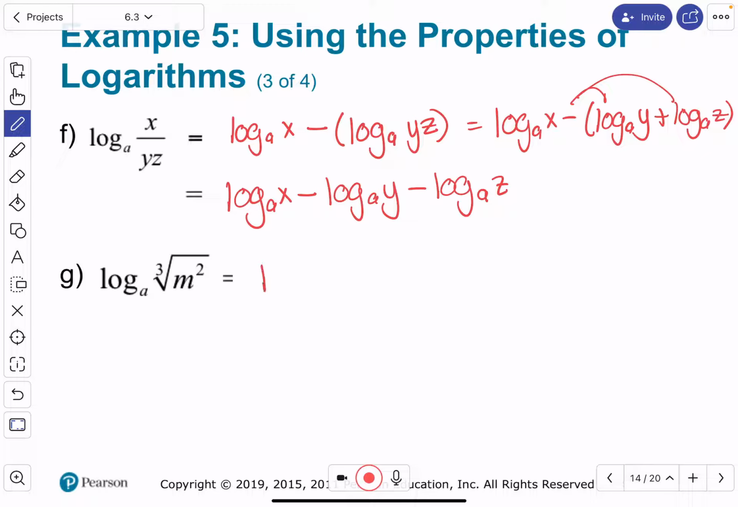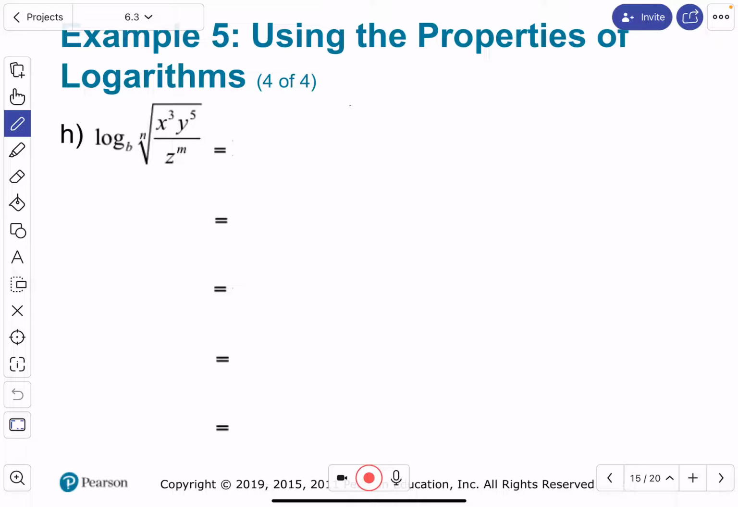So G, we're going to rewrite it with our exponent. So that would be 2/3. And then we just bring the 2/3 in front because it's an exponent. And there we go. That's as far as we can get it. So let's try one that has more pieces.